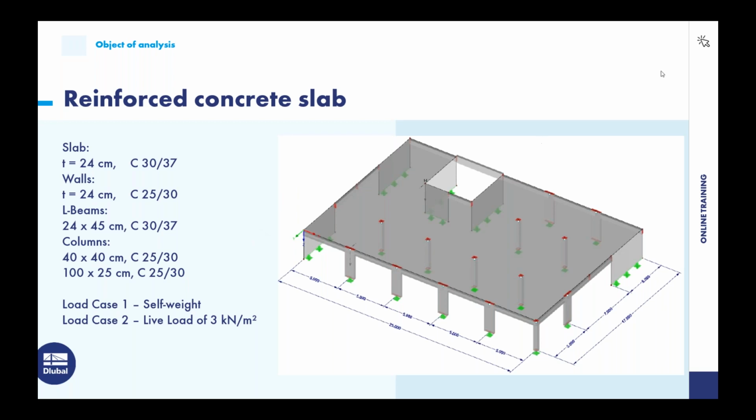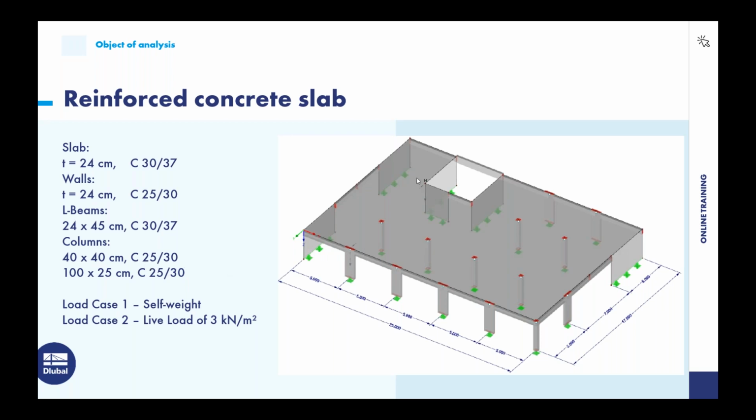Before we go into the program, I would like to give you a short overview of the object of our analysis. We are going to analyze this reinforced concrete slab and do the design for it. The slab is based on walls and columns, and we also have L-beams at the border of the slab in order to make it stiffer there. The parts of the structure will be of the material C30/37, and the walls and columns will have the concrete C25/30.